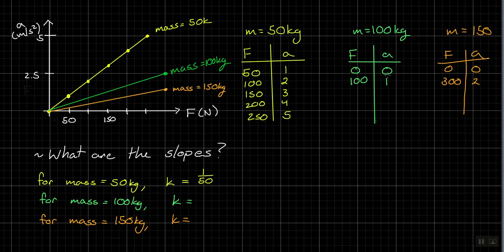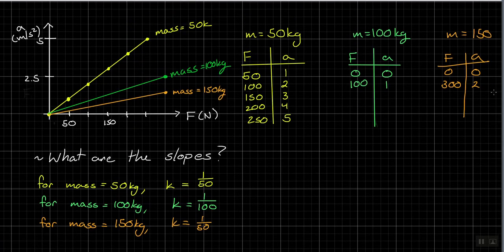For green, 1 minus 0 is 1, and 100 minus 0 is 100, so the slope is now 1/100th. Is that what you guys came up with? Okay, for the last one, 2 minus 0 for a change in y gives me 2, over 300 minus 0 is 300. I get 2 over 300. Does that simplify to 1 over what? 1 over 150. Okay. You may or may not see the significance of this yet.